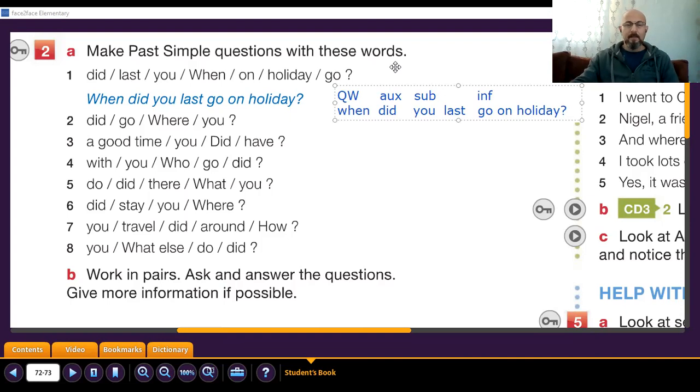When did you last? So now take a piece of paper and write all the questions in the same way. If we don't have a question word, you only start with the auxiliary, but I guess most of them have question words. Okay, guys, stop the video, do the exercise, then come back to me to check.